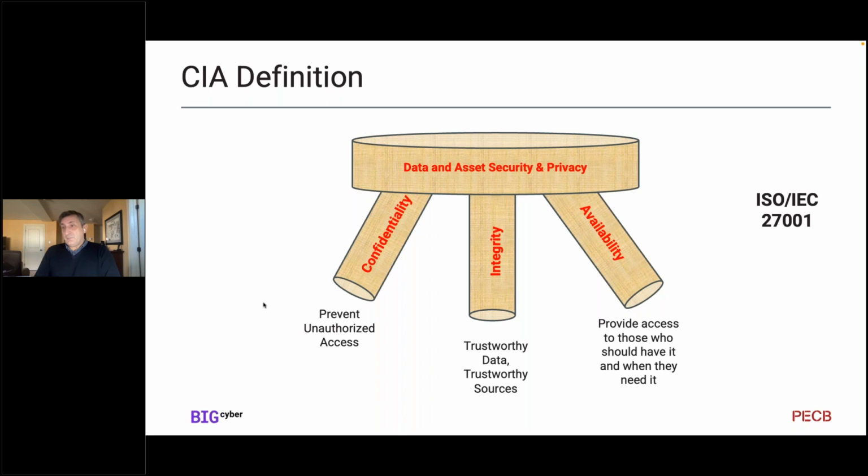And on the right-hand side, I've popped in, of course, ISO 27001, which talks specifically to the CIA Triad as a mechanism for implementing that standard.